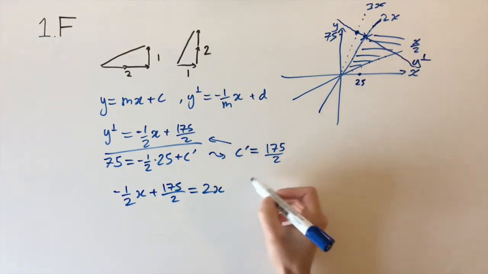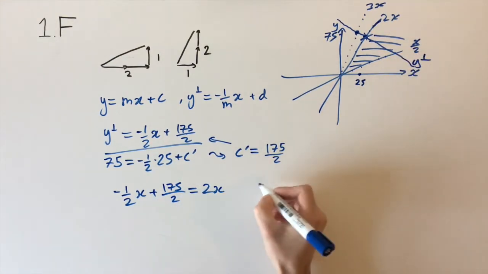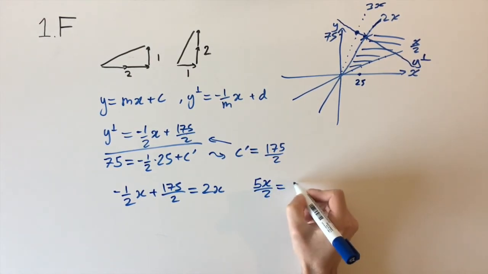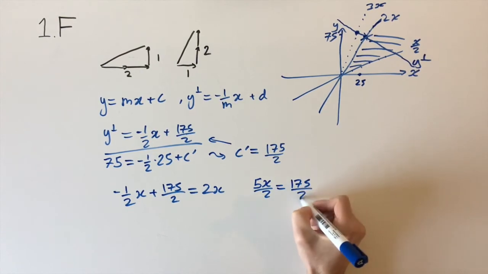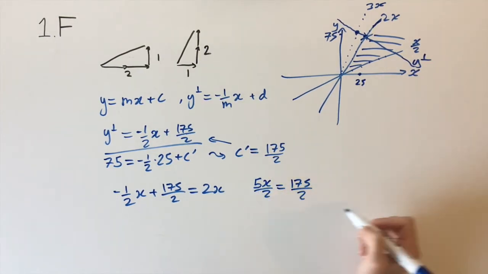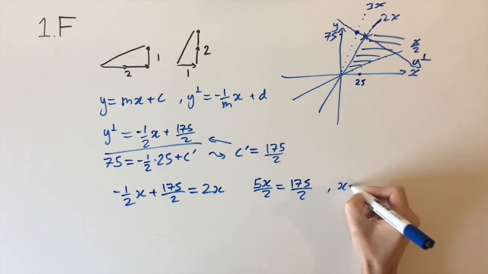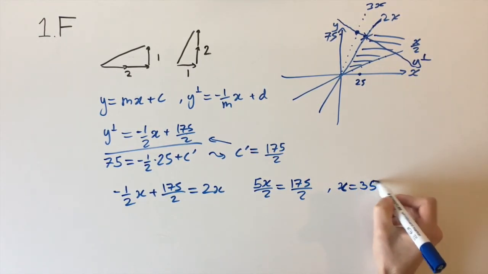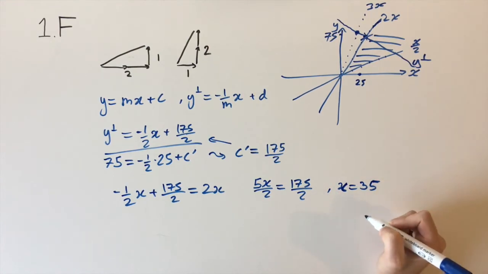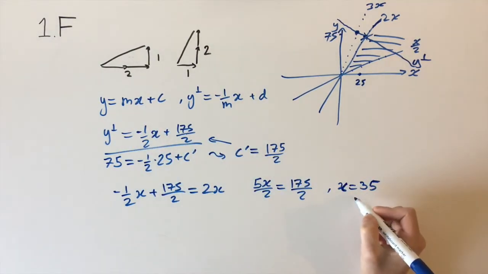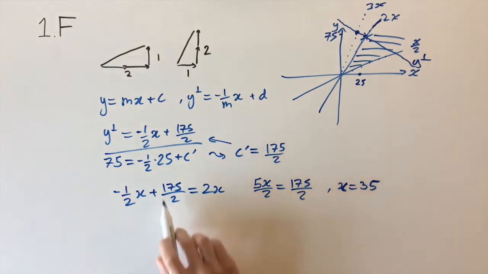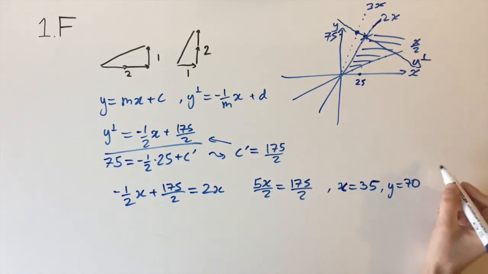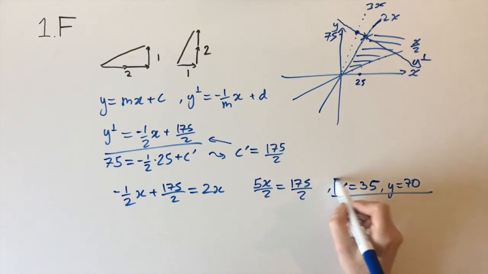And then this is fairly simple as well. We just bring the x's onto one side, gives us 5x over 2 equals 175 over 2. And then the 2's cancel, divide by 5, we get x equals 35. And that's especially nice because this is an integer, which means that we can actually reach this point using our operations. So we know it lies on the line 2x, which means the height is going to be 2 times that, which is 70. So this coordinate right here, let's just recap.